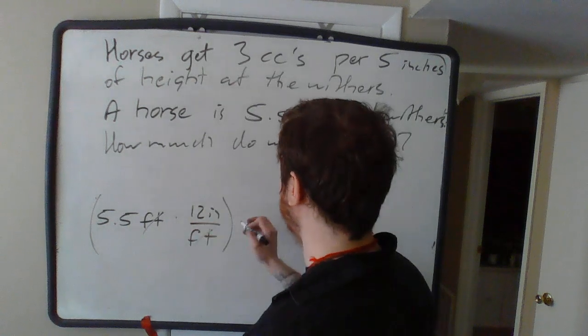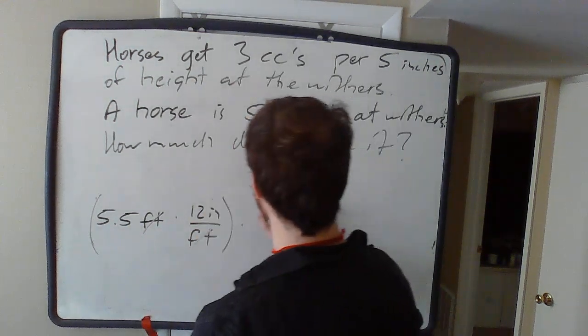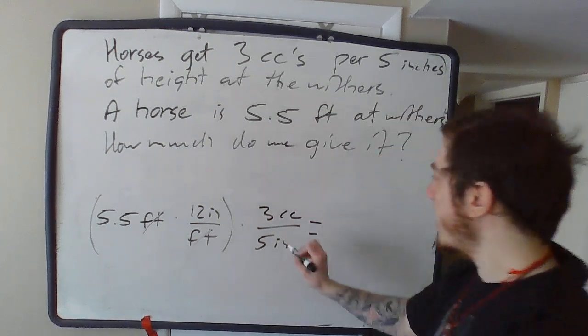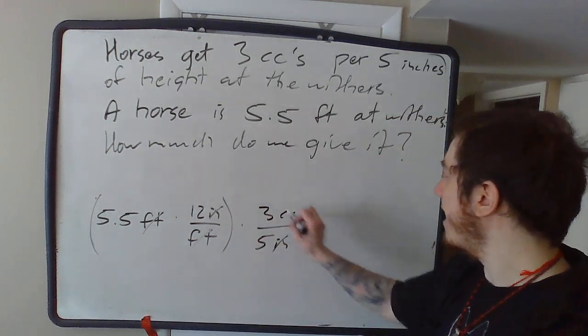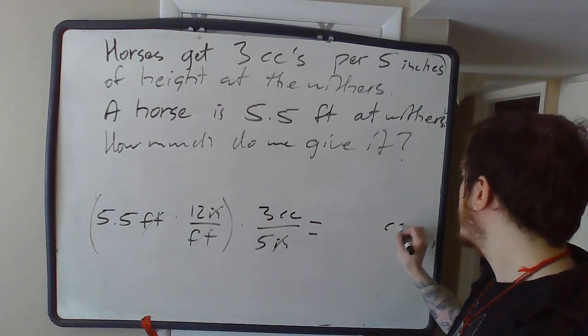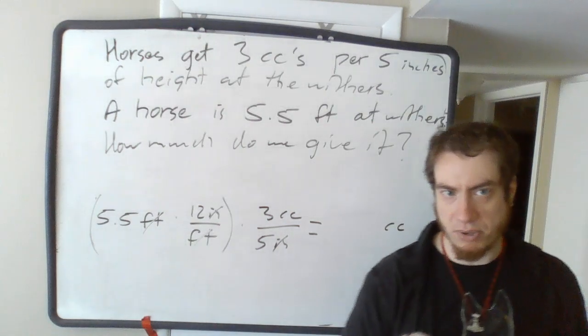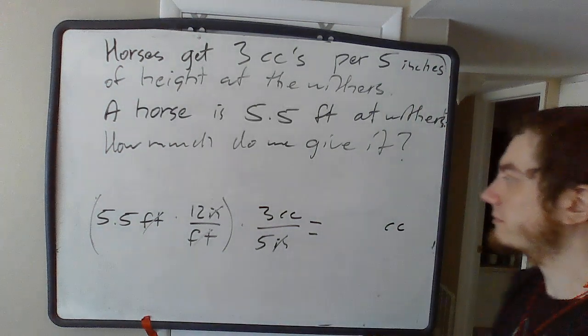Now that I have this in inches, I can multiply it by 3 cc's per 5 inches. When I do that, the inches will cancel and I'm left with something that is in cc's. And that is what I want to have. I want to end up with cc's.